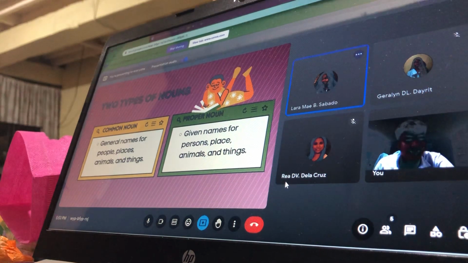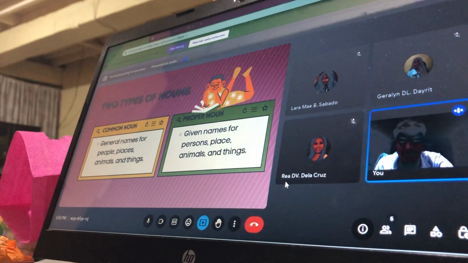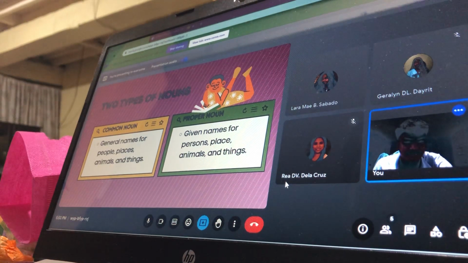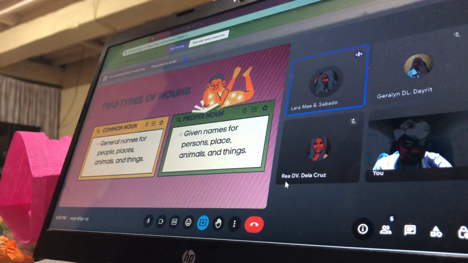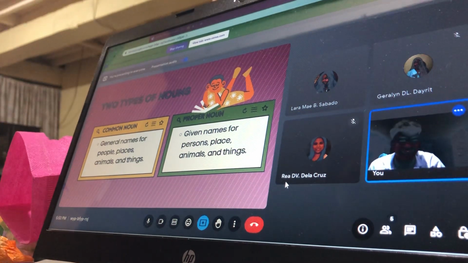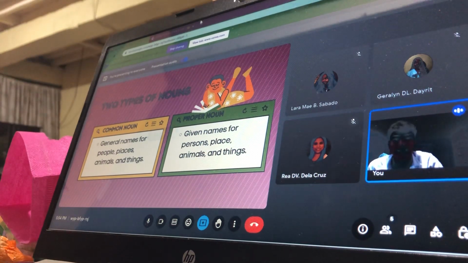Yes, sir. If you really understand, can you give me some nouns and give the common noun and the proper noun of it? Lara, can you give me one? The common noun is bag, and the proper noun is Parisian. Okay, very good. Bag is a common noun and Parisian is the brand of that bag, so it is a proper noun. Very good, Lara.